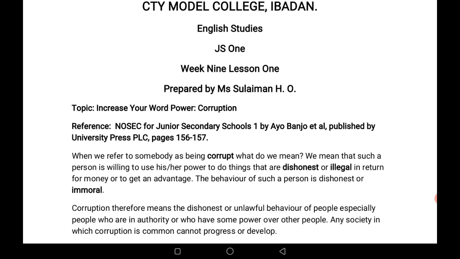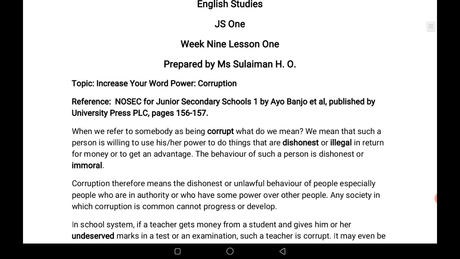Our first lesson for this week, which is week 9, is on increase your word power: corruption. Our reference material is New Oxford English for Secondary Schools 1 by Ayo Banjo et al., published by University Press PLC, pages 156 to 157. The purpose of this lesson is to examine some words related to corruption.